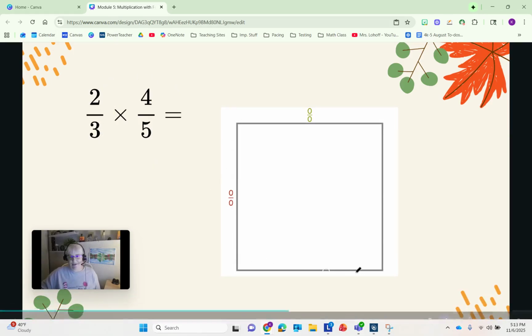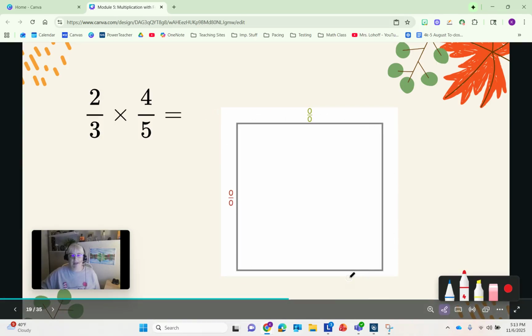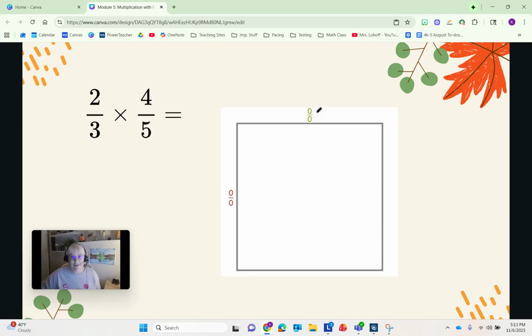This box that you see here is one whole unit. You see the fraction at the top is 0/0. That's weird, right? You've never seen that before. But remember, anytime you have the same number on the top and the bottom, that means 1, even when it's 0/0. We just haven't divided it into any sections. It's waiting for us to do that.